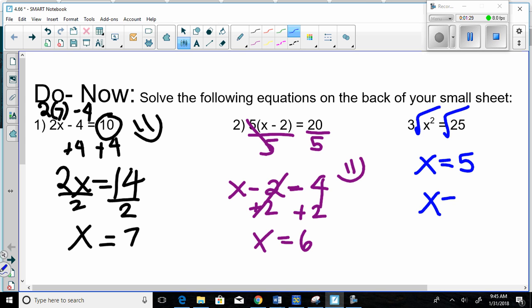So I know 5 times 5 equals 25, right? Because that's why it's one of my answers. What about a negative times a negative? What do I get? A positive, right? So my answer is 5, and it's also negative 5. Because negative 5 squared also equals 25. So both of those answers are correct, and that's what we're going to be focusing on today.